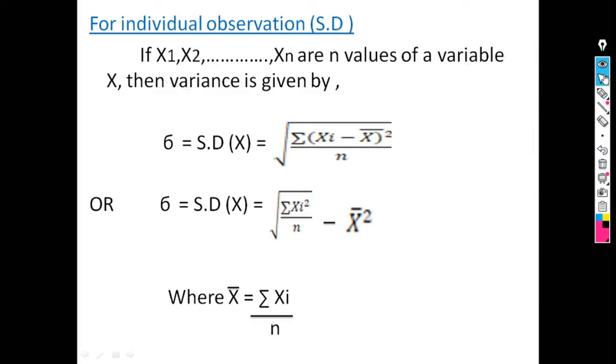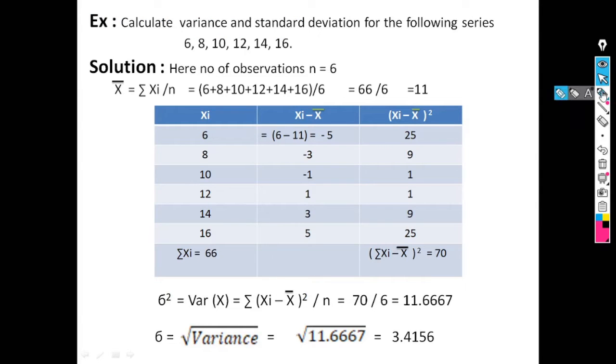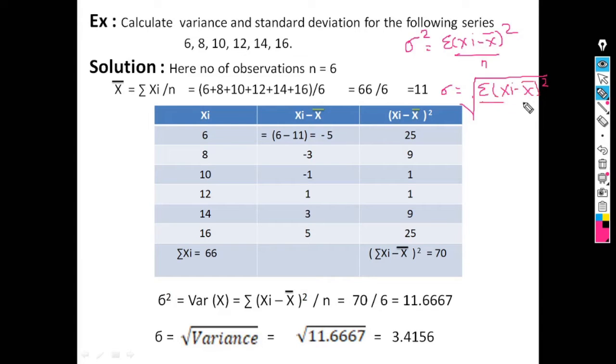For example, calculate variance and standard deviation for the following series 6, 8, 10, 12, 14 and 16. So we can see the observations are individual observations. So for individual observation, the formula of variance, denoted by sigma square, is summation of xi minus x bar square divided by n. And the formula of standard deviation is just the positive square root of summation of xi minus x bar bracket square divided by n.